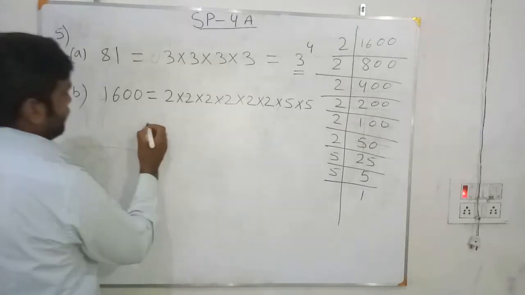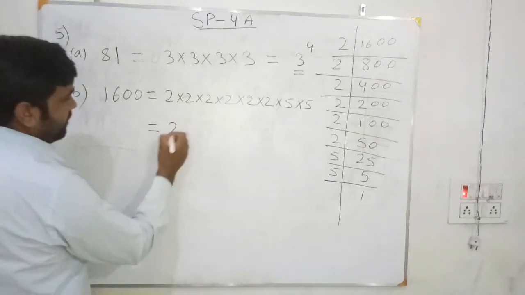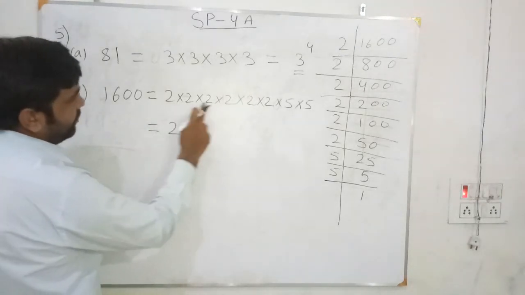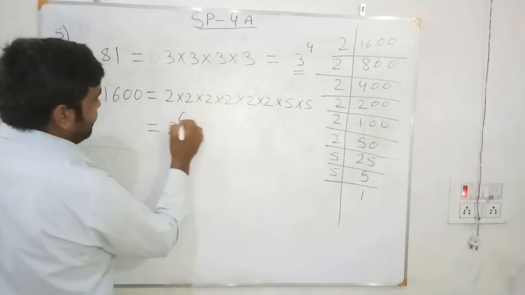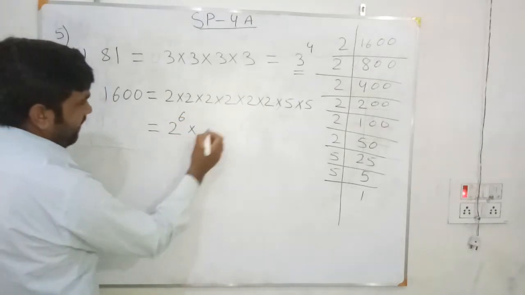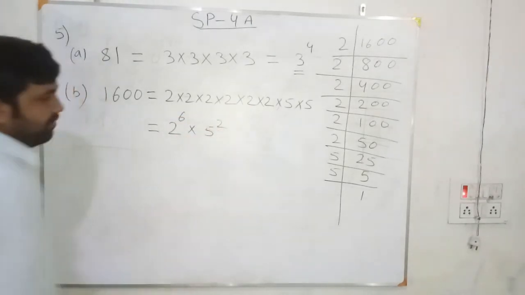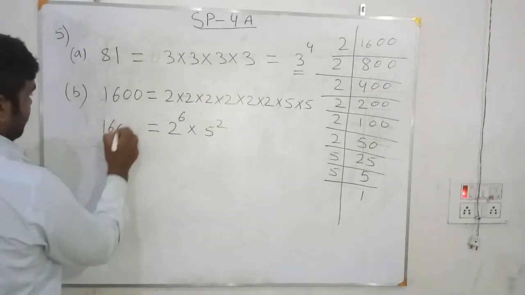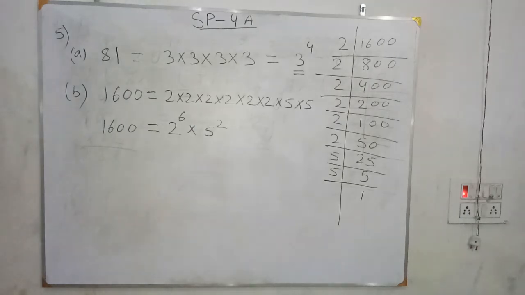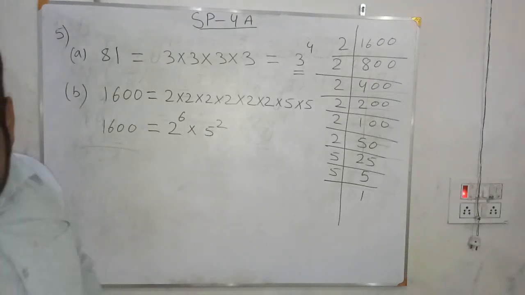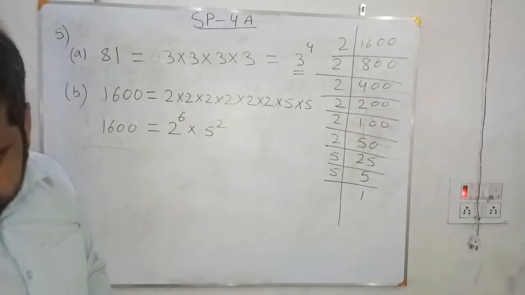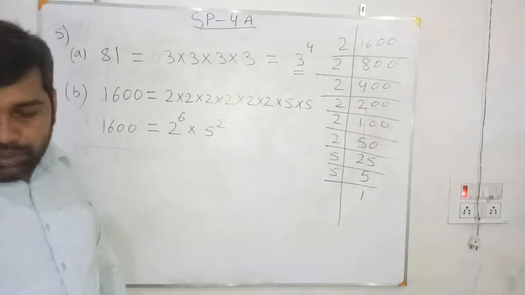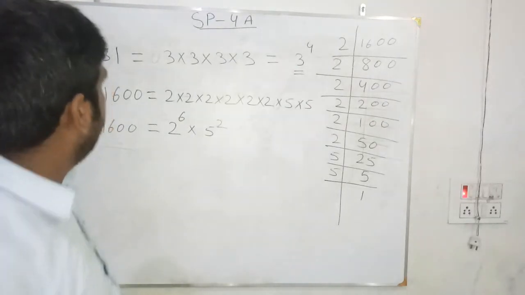Now how do you write it in the short form, in the exponent form? Since 2 is multiplied 6 times, 1 2 3 4 5 6, it is 2 to the power 6. And 5 is multiplied 2 times, so you write 5 to the power 2. So 1600 can also be written as 2 to the power 6 multiply 5 to the power 2. Okay, so like this we have to solve.